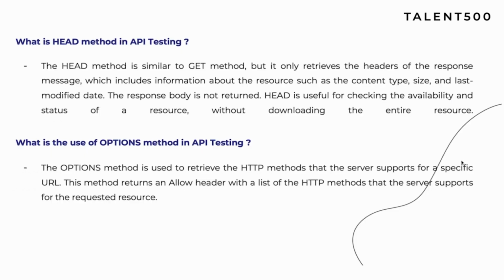Okay, cool. Let's move on to the next one. What is the HEAD method in API testing? Mostly the methods that we use in regular day-to-day work are PUT, POST, PATCH, DELETE, GET. These five are the most used methods. But in interviews, they ask about another two types, that is HEAD and OPTIONS. They will ask you: what is the HEAD method in API testing and how is it different from the GET method? This is the exact question you will get.